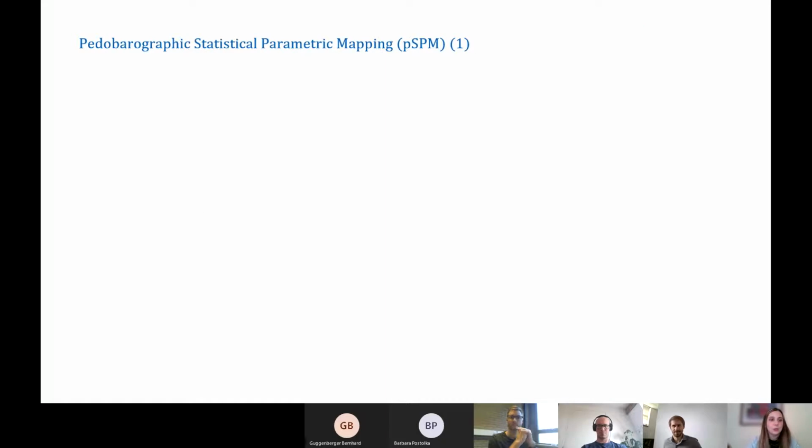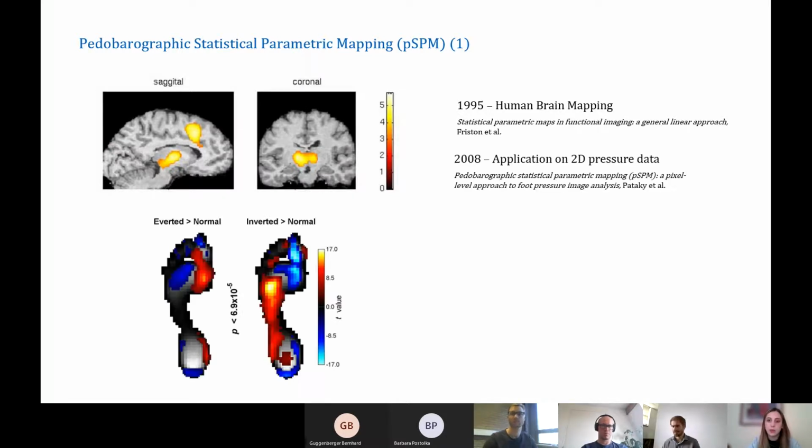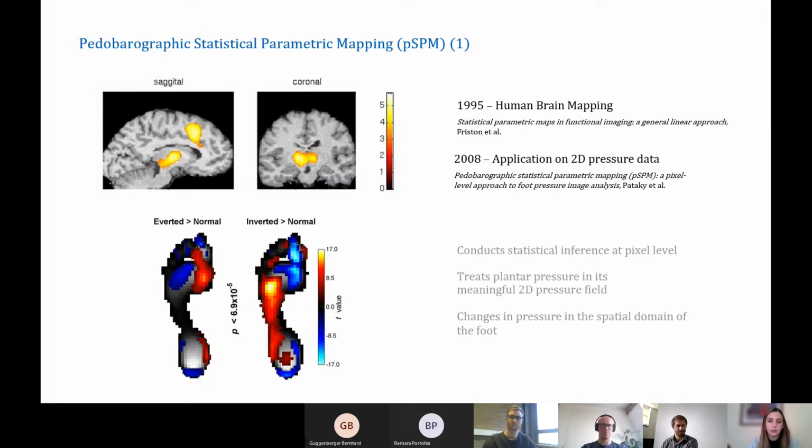So as an alternative, we could use pedobarographic statistical parametric mapping, which we will call PSPM from now on. PSPM was first introduced in 1995 for human brain mapping, specifically cerebral flow analysis, and was applied to the plantar pressure field in 2008. It comes with certain advantages, such as conducting statistical inference at pixel level, so we have a continuous statistical analysis as opposed to a discrete one.